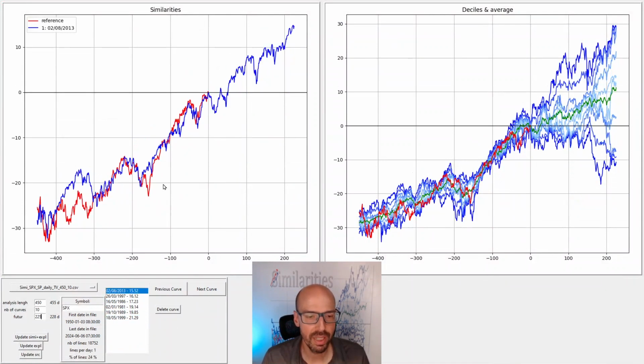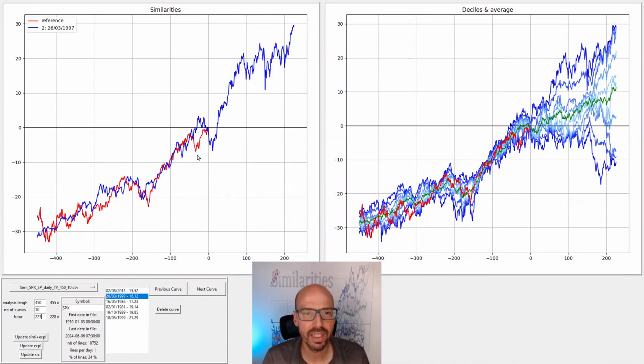This first one is really nicely fitted. We have here higher highs and higher lows. It's a nice upward trend, and it's quite coherent with the general slope of the curve. So it's a really nice one, and I think we are actually in that case.